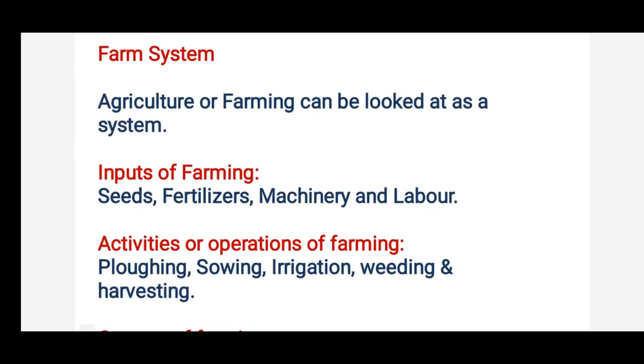Now farm system. Agriculture or farming can be looked at as a system. Inputs of farming which we discussed are water, seeds, fertilizers, machinery and labor. Activities or operations of farming means what, children? Ploughing, sowing, irrigation, weeding and harvesting. Children, this question can also be asked in 9th and 10th class. Name 4 farming activities or operations of farming. You need to mention any 4 of them. It will be asked as a 1 mark question. Sometimes they'll ask for inputs of farming. Name some inputs of farming. Then you can write the inputs of farming.